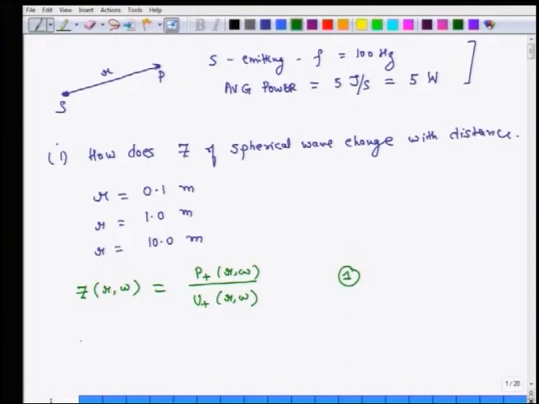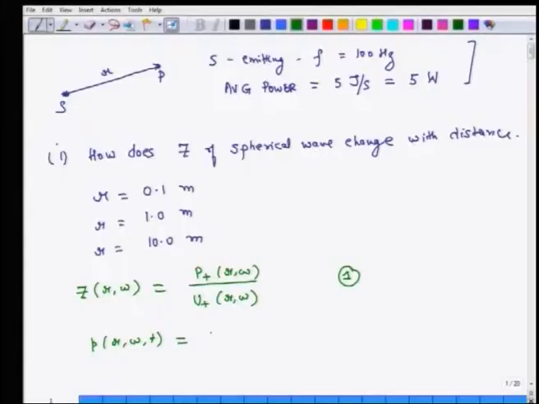Now, we know that the pressure p, in lower case, of r, omega, t changes with respect to radius, angular frequency, and time. That is nothing but the real part of the complex amplitude P plus divided by r, times e to the minus j omega r over c, times e to the j omega t. So, that is the definition of pressure.